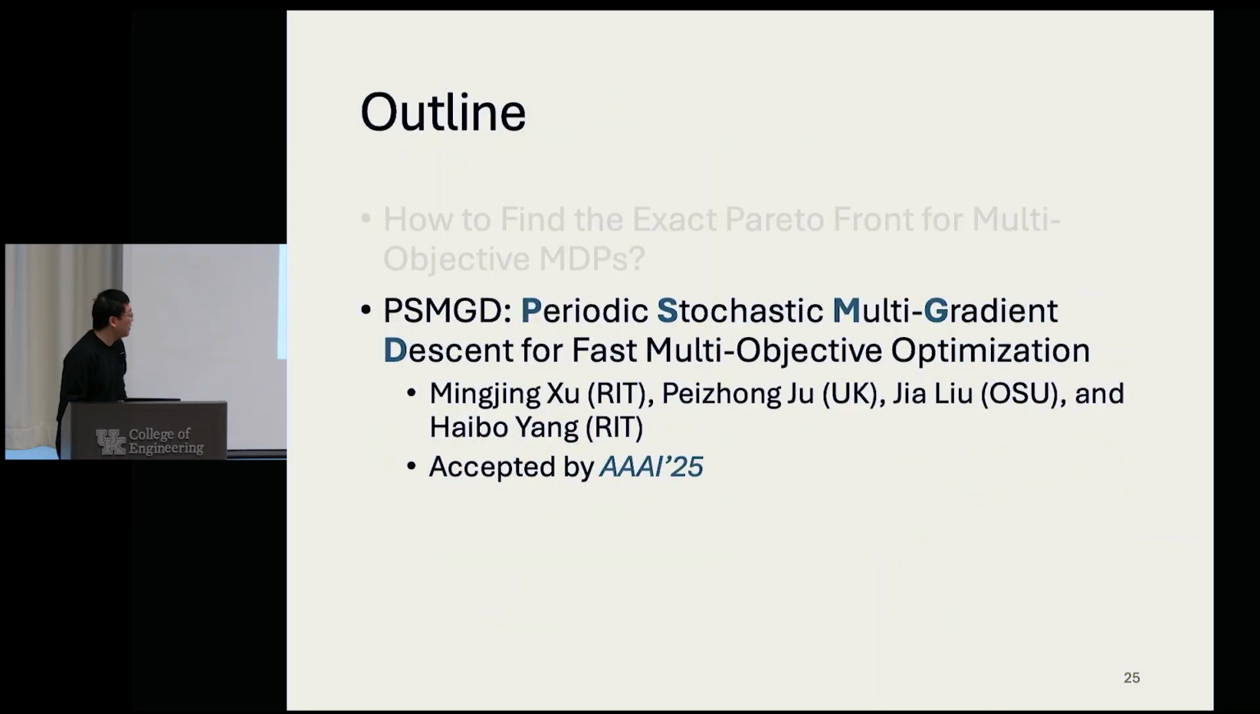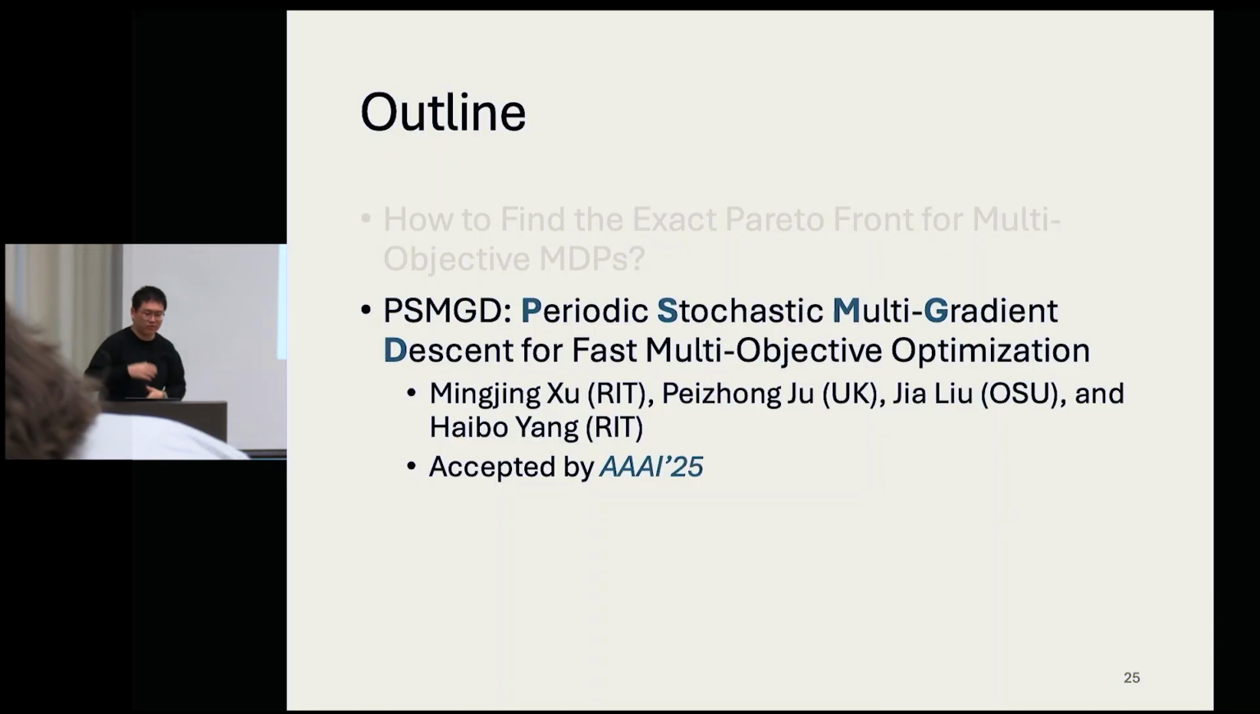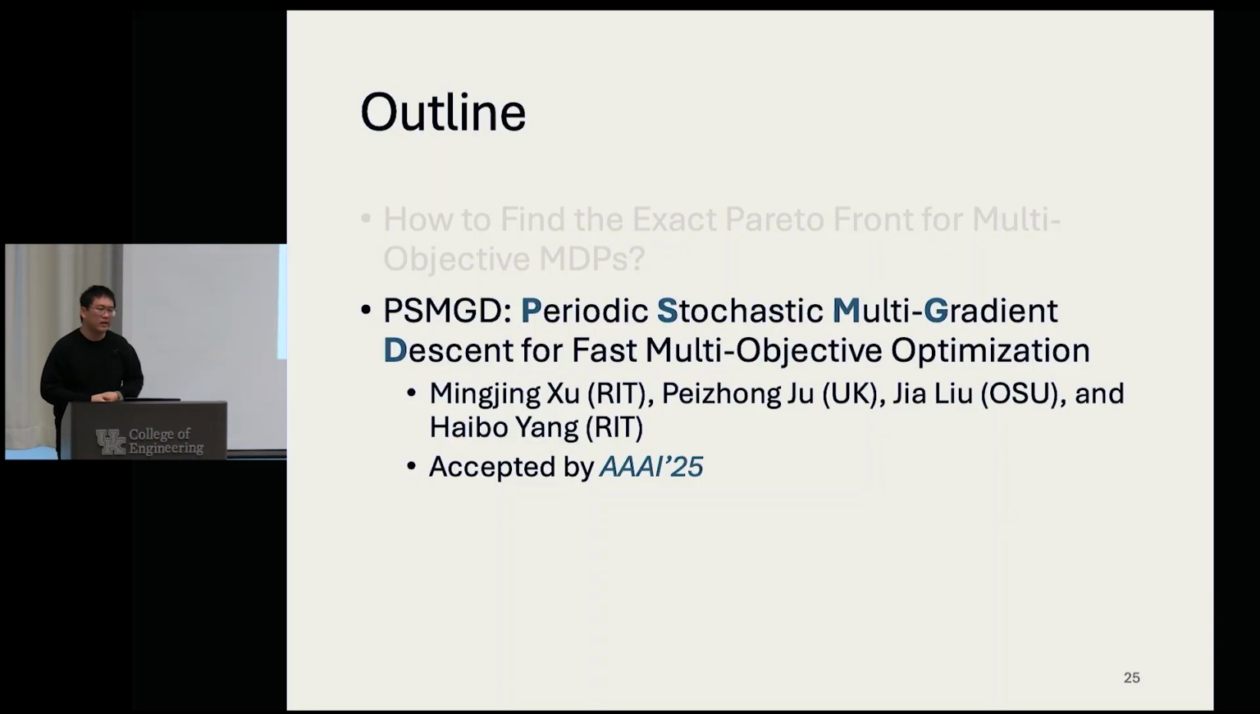Okay, so I think that's all I want to talk about the first work. And since I don't have too much time left for the next topic, I will roughly or quickly go over the main findings and the main ideas of this work. So it is a periodic stochastic multi-gradient descent for fast multi-objective optimization. This is a joint work with people at the RIE and OSU. And it was recently accepted by AAAI 25.